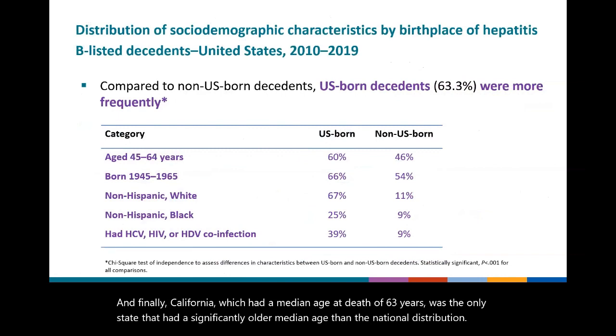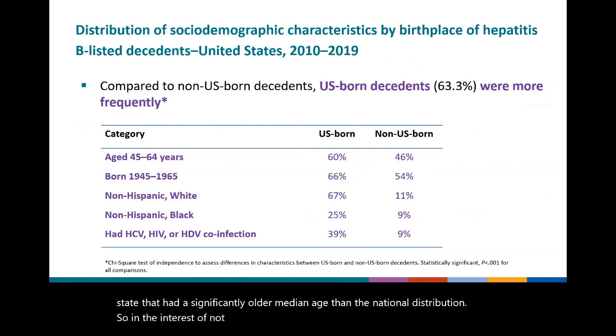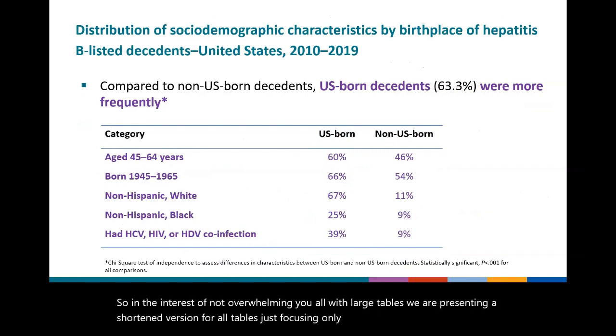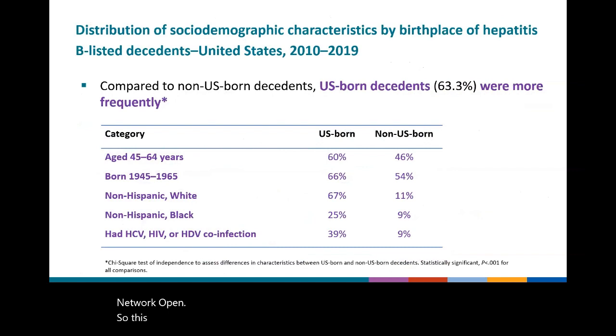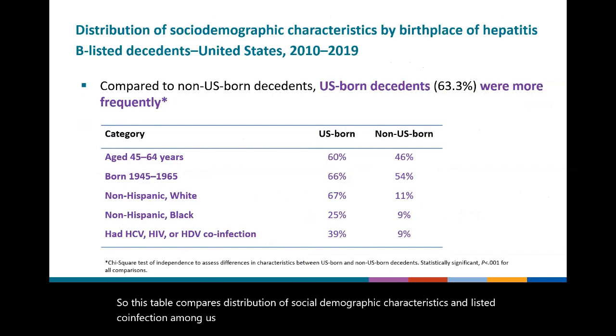So in the interest of not overwhelming you all with large tables, we are presenting a shortened version for all tables, just focusing only on the major findings. But all of the result tables can be found in their entirety in our publication from JAMA Network Open. So this table compares the distribution of social demographic characteristics and listed co-infection among US-born and non-US-born decedents who had hepatitis B listed as a cause of death.